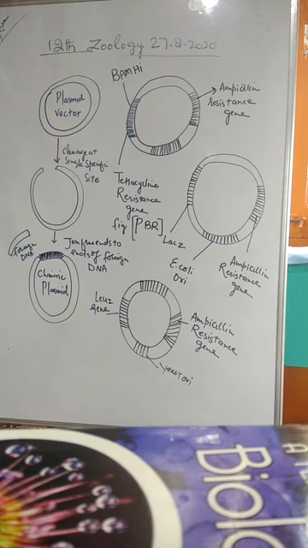3 widely studied bacterial plasmids are F plasmids, R plasmids, and Col plasmids. F plasmids are responsible for conjugation. R plasmids bear genes for resistance to antibiotics. Col plasmids code for colicins, proteins that kill sensitive E. coli cells. They bear genes which provide immunity to colicin.